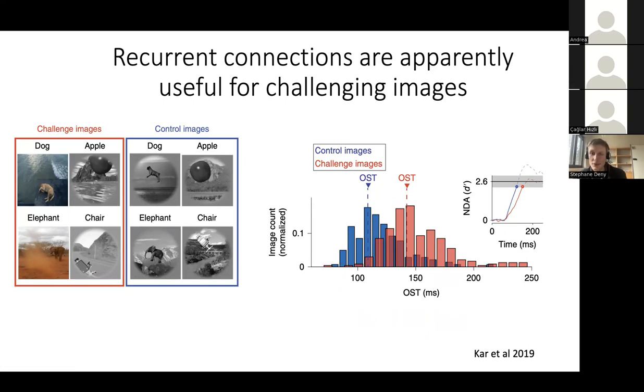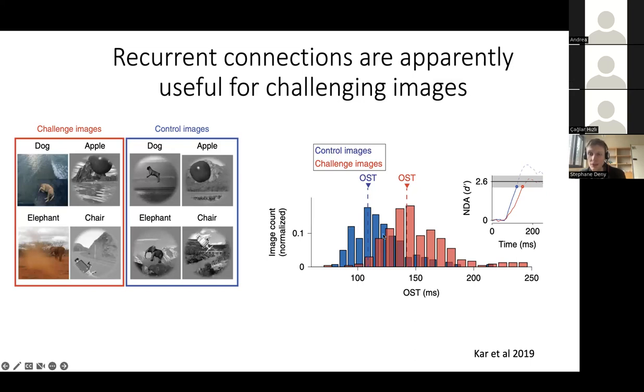And they presented those to a primate and measured the time they needed to decode the identity of the object from electrodes located in an area of the primate visual system called IT, which is the area where object recognition happens. And what they found, in a nutshell, is that images that are not problematic for the deep net can be decoded earlier in time than images that are challenging for the deep net.